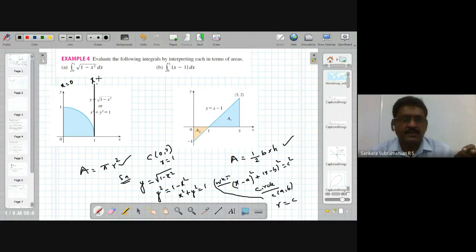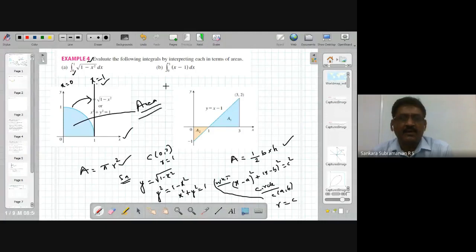So this is the line x equal to 1. So x equal to 0, x equal to 1. This is the curve, y equal to the positive root of 1 minus x square. The negative term will come here. And this is the x-axis. These are the two limits, and this is the area. This is the area of the quarter, 1/4 of the circle.